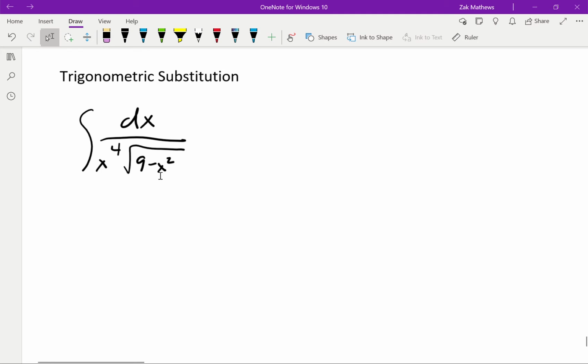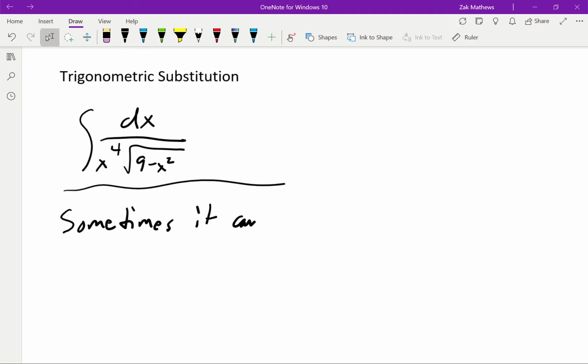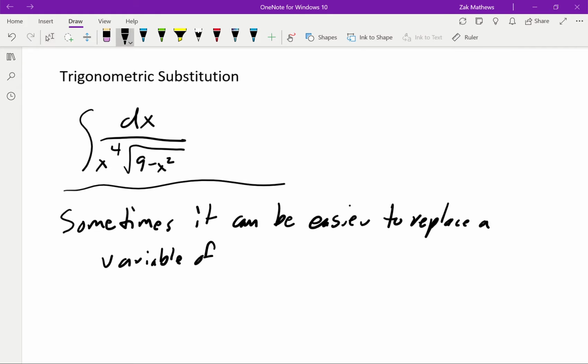So let's think about this a little bit before we jump too far into it. Just to write out a few ideas, sometimes it can be easier to replace a variable of integration with a trig function that will allow us to open more doorways to get down to one term, like we saw in that last video.